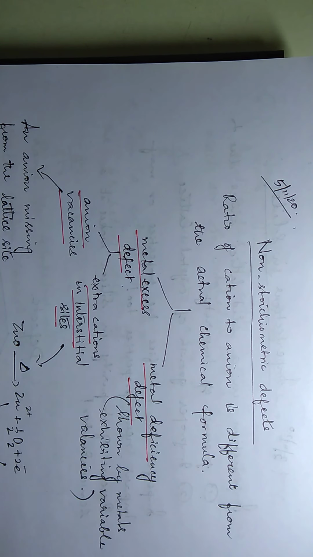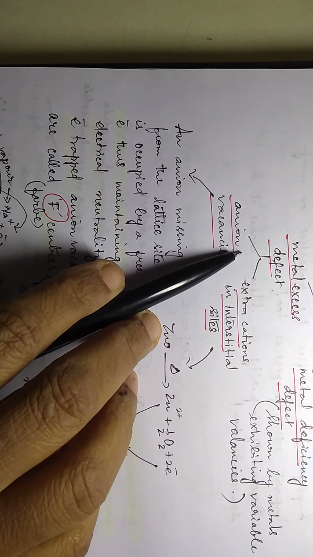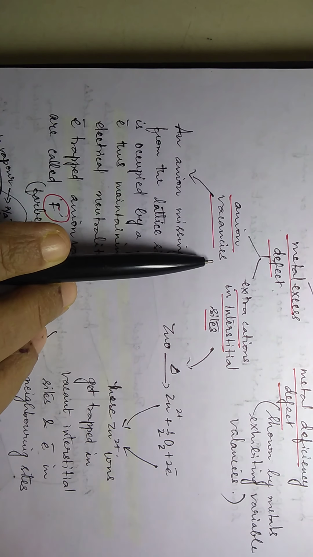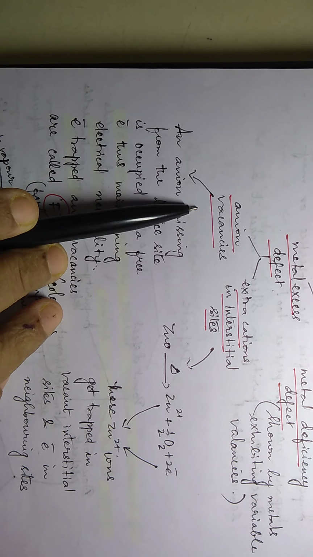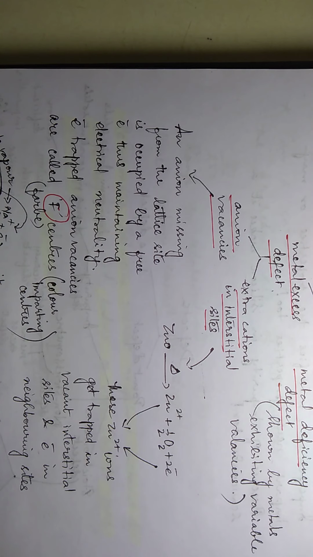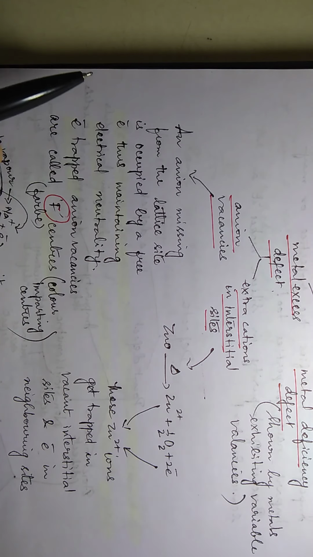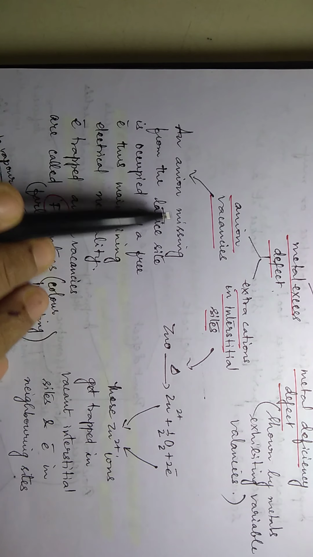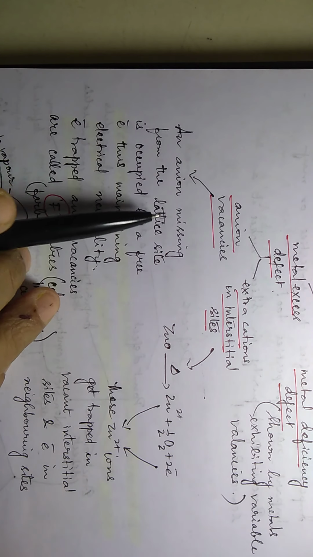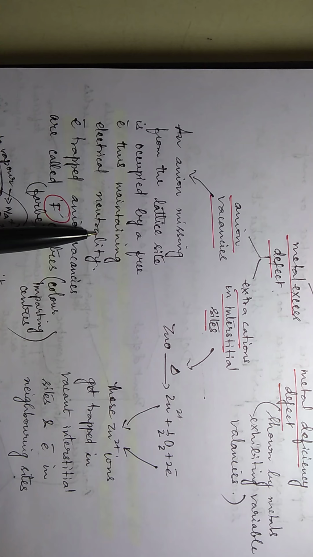Now, what is metal excess defect? Metal excess defect, again, is of two types: metal excess defect due to anion vacancies, and metal excess defect due to extra cations in interstitial sites. Now what do you mean by this? In the lattice of a compound, an anion is missing from the lattice site, and in the place of the anion, an electron is occupied. So electrical neutrality is maintained.